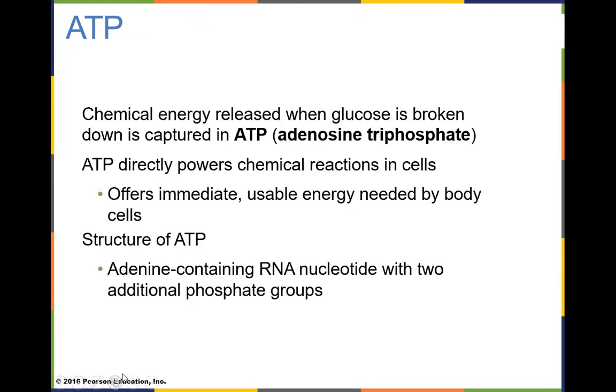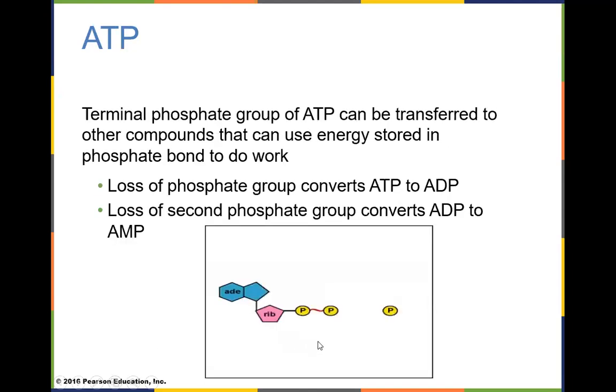Okay. Now, this third category here of a nucleic acid type structure is something called ATP. ATP is what we use to deliver energy to the cells. It's a nucleotide based off of RNA, but instead of having one phosphate, it has 3 phosphates. And the third phosphate is held in place by what we call a high energy bond. This is what an ATP molecule looks like.